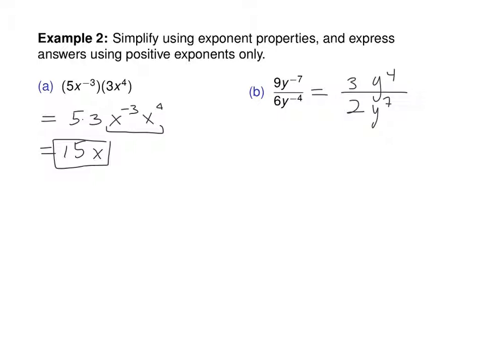And now you can use your subtraction rules, or you can just think, oh my goodness, cancelization. So you've got 4 y's over 7 y's. How many y's cancel? 4 cancel, and there are how many left? 3, and where are they? On the bottom. Perfect. So 3 over 2y to the 3rd.